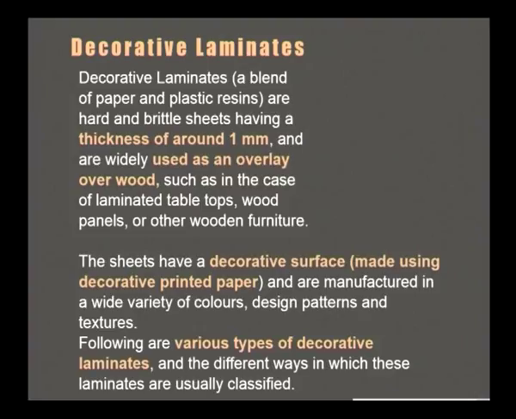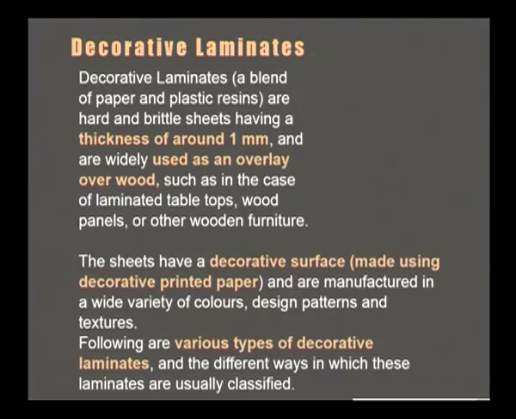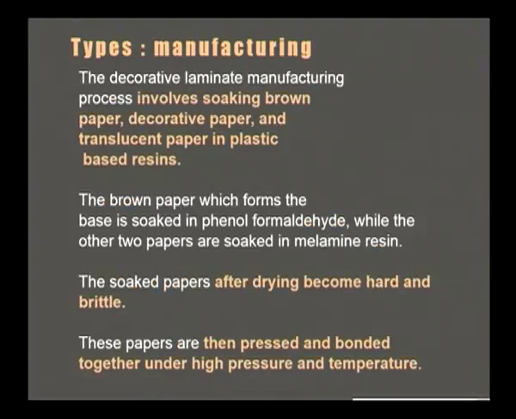and can be used as an overlay over wood. So not only can they be used as a particular final backing sheet, they can also be used as an overlay or a cladding over other materials, not just for protective purposes but also for aesthetic values. The sheets have a decorative purpose, they have a decorative surface and are manufactured in a wide variety of colors, design patterns and textures. So following are various types of decorative laminates and the different ways in which these laminates are usually classified.